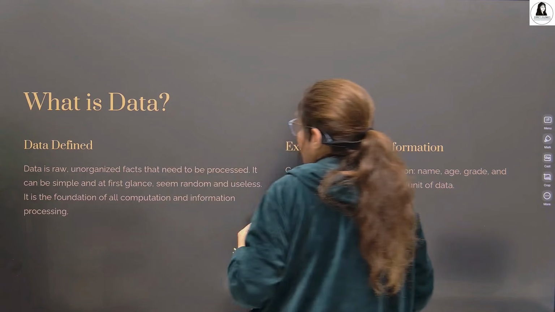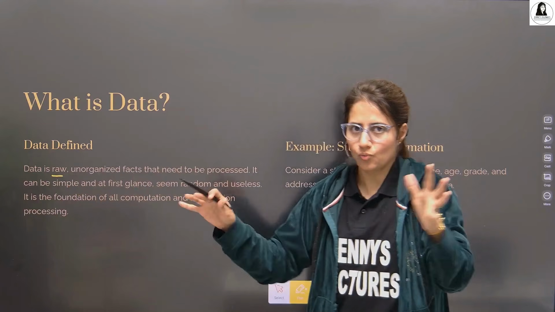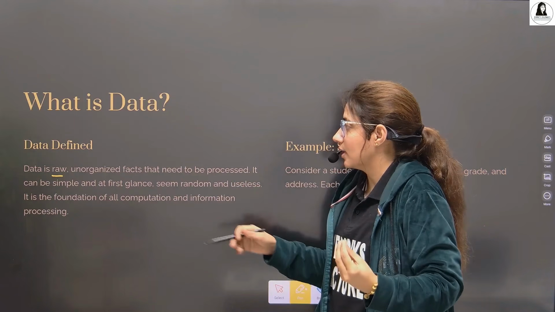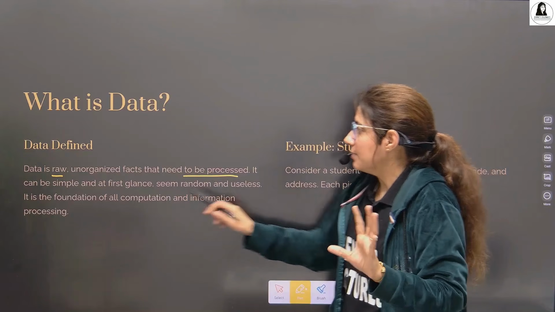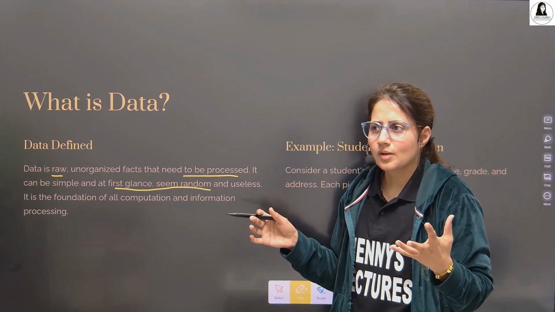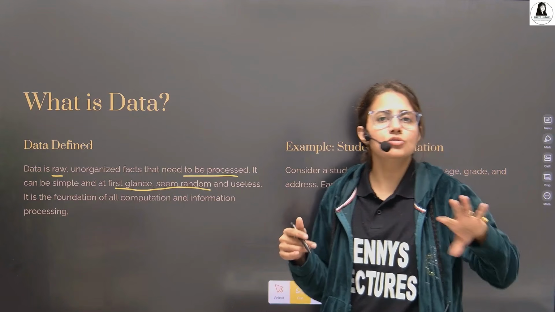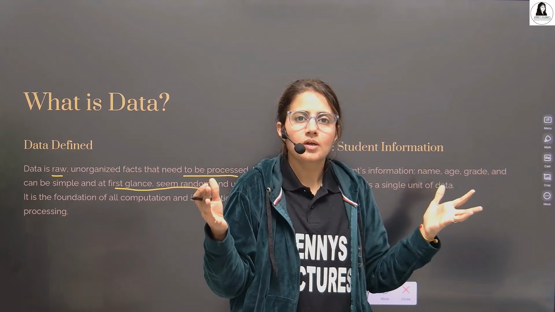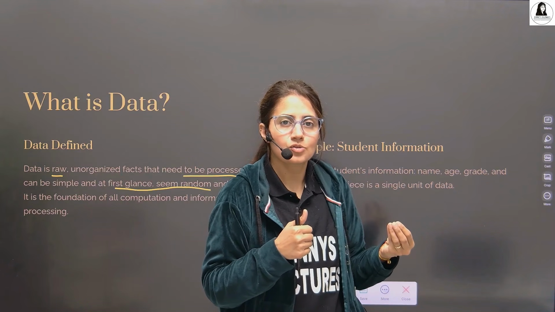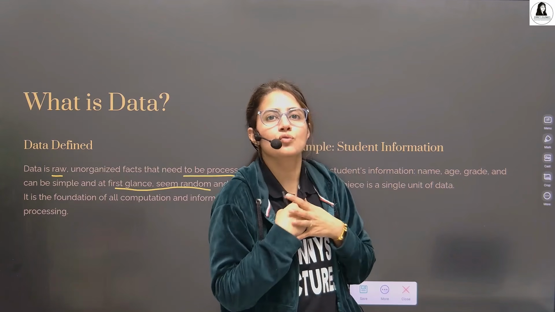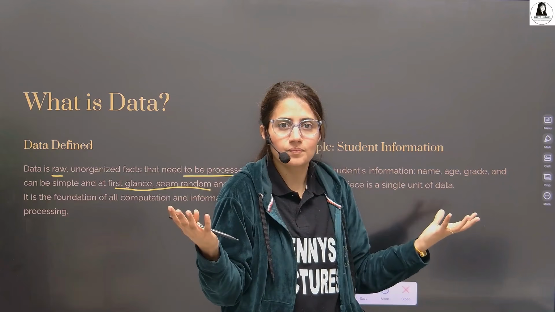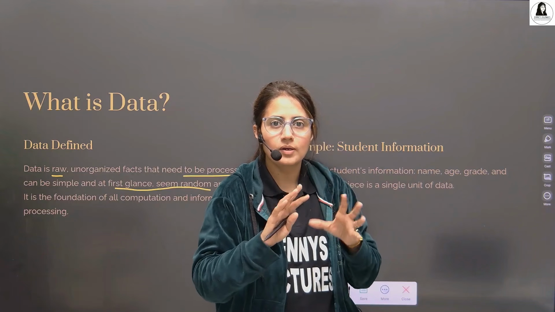So data is basically raw, unorganized, or you can say unprocessed, raw facts or figures. These are data that need to be processed. It can be simple and at first glance seem random and useless. Like there are so many videos on YouTube. But suppose I want videos of DSA, data structure and algorithm, or Java. So the Java videos or DSA videos are useful for me. That is kind of information for me. All the other kinds of videos are just data for me. This kind of thing you can relate to.